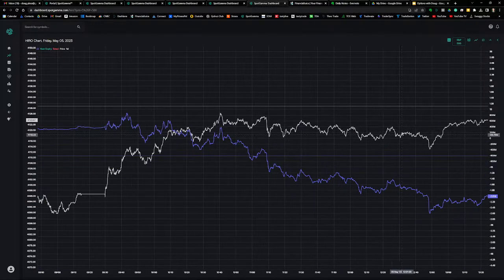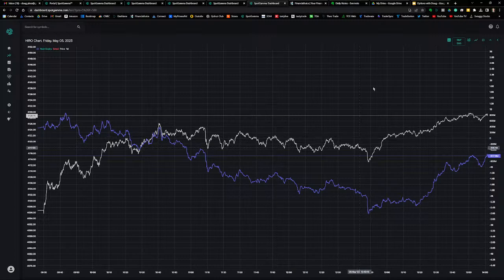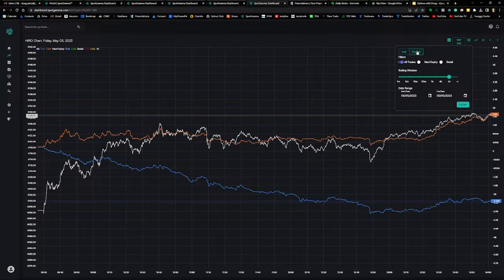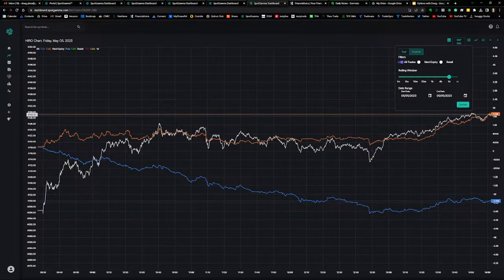We'll zoom in and let's see what traders are doing. So first of all, we'll separate out puts and calls. The orange line is showing calls. That number is positive, showing on net, traders are buying calls today, and they're also buying puts.